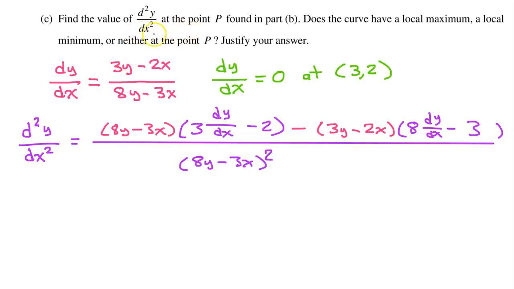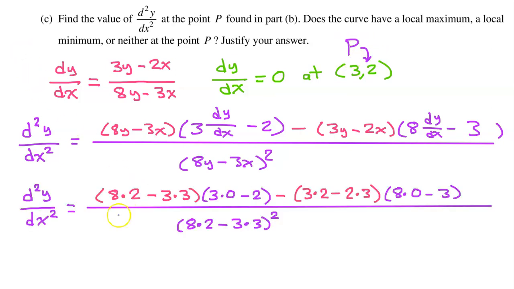Next, we are supposed to evaluate the second derivative at the point P that we found in Part B. And that was the point (3, 2). So let's substitute 3 for all of the x's and 2 for all of the y's. But also remember that dy/dx is equal to 0 at the point (3, 2). So everywhere you see a dy/dx, we're going to substitute in 0. And sure, let's call this point P. So this is what we get after all of that substitution. Now we just need to simplify it down.